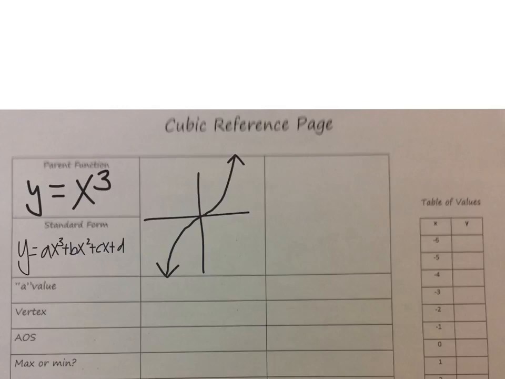Now, when I start adding in other numbers, like x squared and x and constants and stuff, that's going to change it. So it may end up being a little more curvy. Okay? But this is what the cubic parent function looks like.